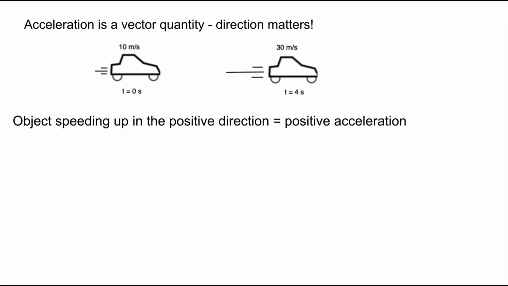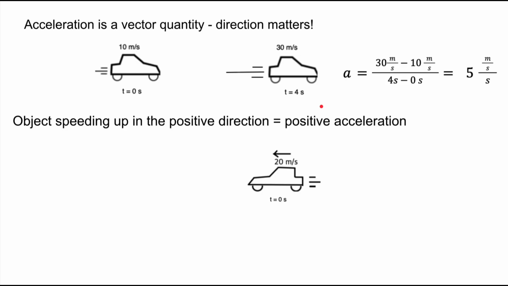And we can show that mathematically by saying, well, final minus initial is going to be 30 minus 10, over 4, which gives me positive 5 meters per second per second. I don't know why I didn't put meters per second squared. What was I thinking? But I get a positive value, it's speeding up in the positive direction.